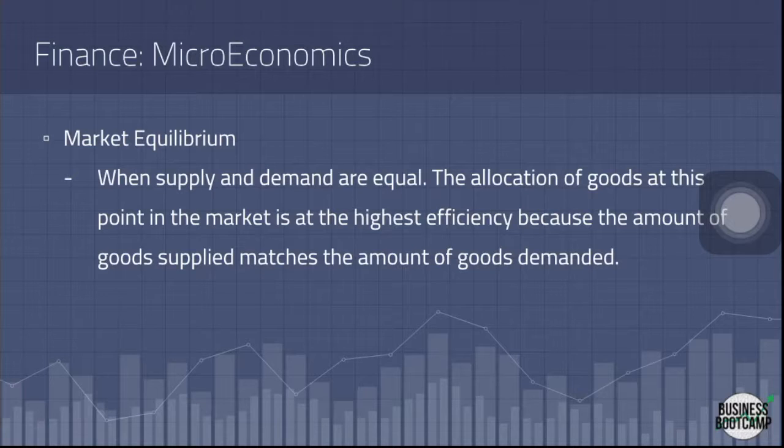However, even though supply and demand change, they will always intersect at some point. This point is called market equilibrium. When looking for appropriate pricing for a good or service, companies will typically use market equilibrium because it is where the amount of goods supplied matches the price customers are willing to pay for it.